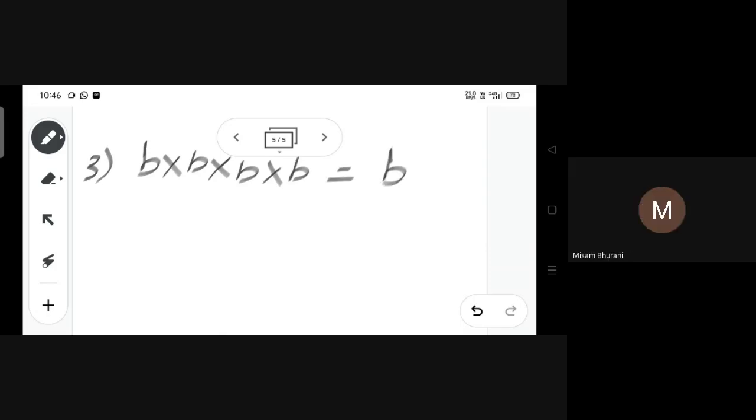Now, if you look at the third one, b multiplied by b multiplied by b multiplied by b. How many times is it? B to power 4. It's not B4, it's B to power 4.